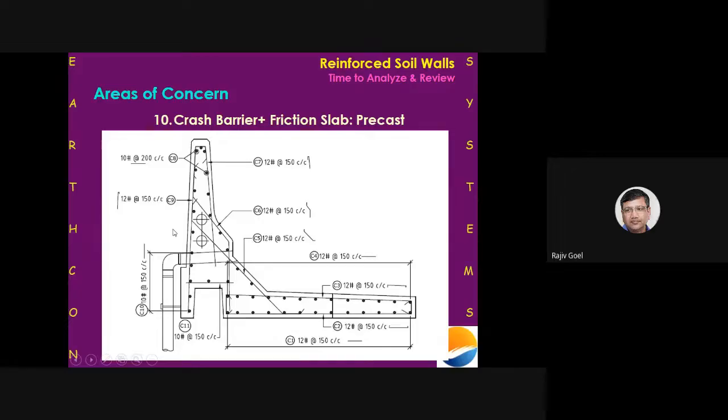So two things very, very important here. One is that not only this part has to be strong enough to carry all these loads, there should not be any necking happening here. If there is a necking happening here, then the crash barrier will not be able to mobilize the support.